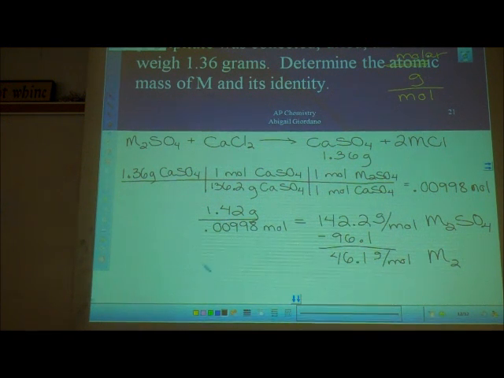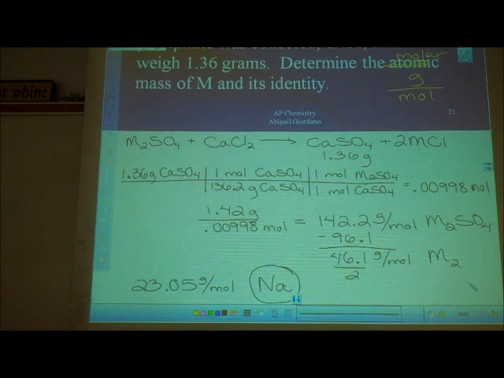Is that the final answer? Why not? Because that's 2 M's. So we get, I'll move it over here. And what element is that? Most likely sodium. You're absolutely correct. Does sodium make sense charge-wise? Yes.